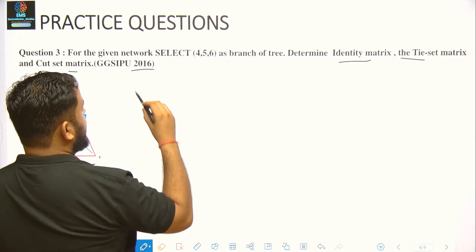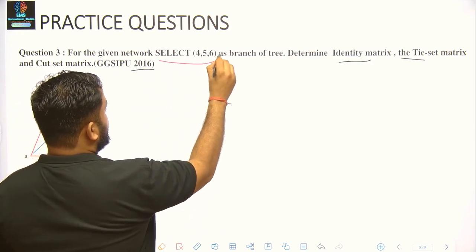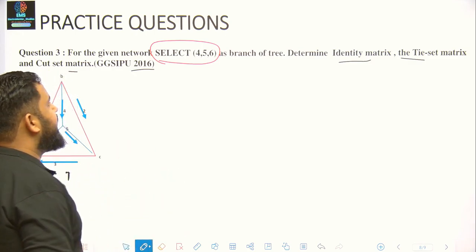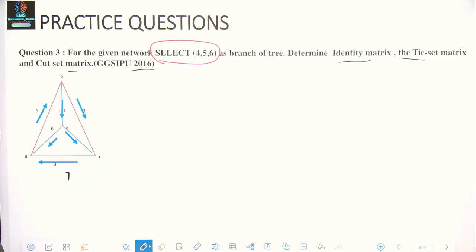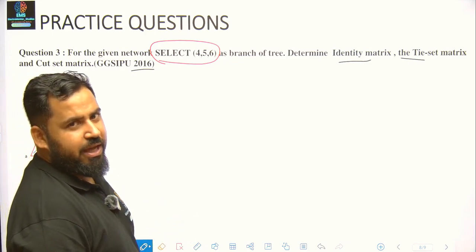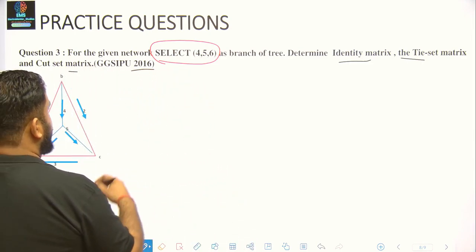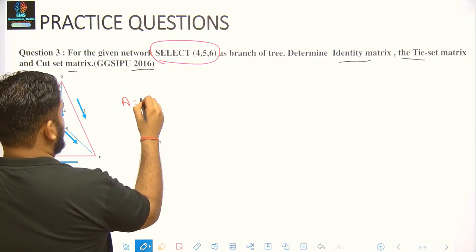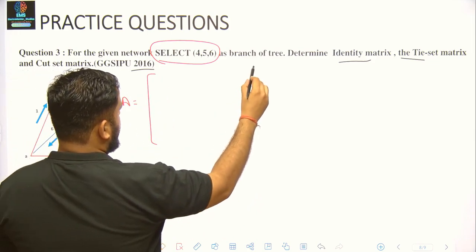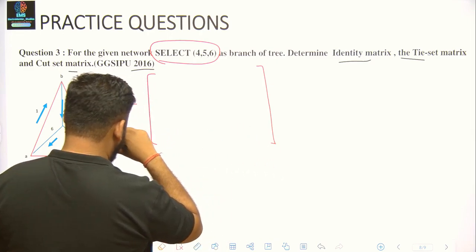And they have given us a hint that my twigs will be 4, 5, and 6. So they have already given you ample time to decide what your tree would be. So let us just start with matrix A. We'll go quickly and not waste much time in explaining.